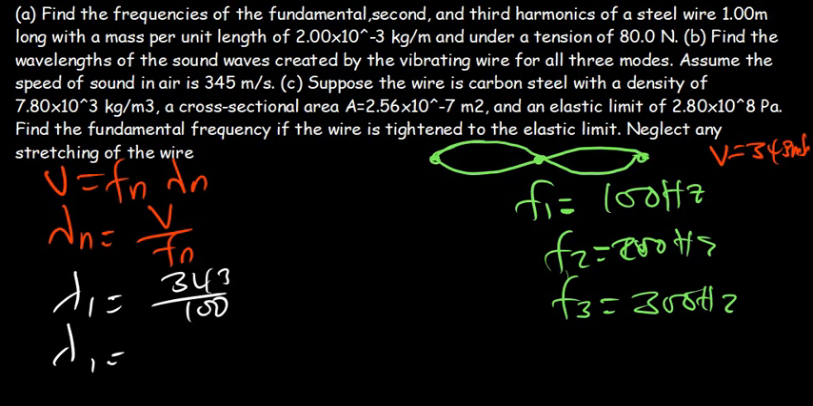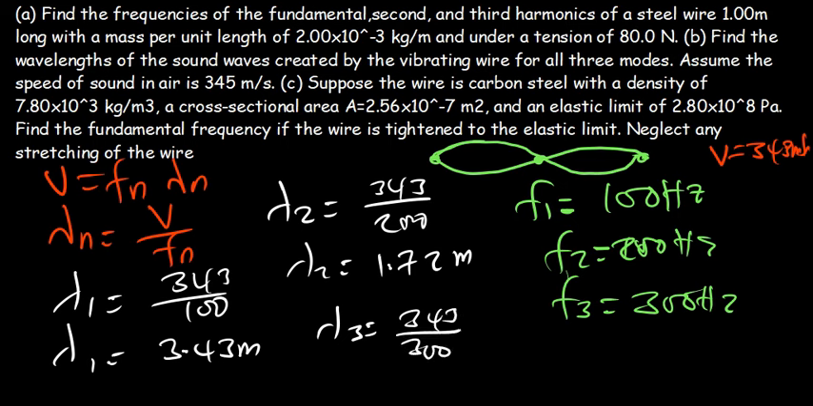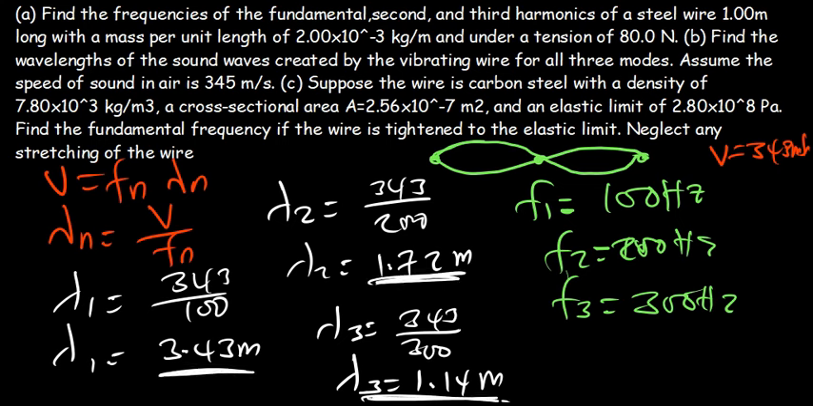It is 3.43 meters. Then when n is 2, lambda 2 will be equal to 343 divided by 200. That is 1.72 meters. Then again, lambda 3 will be equal to 343 divided by 300. That is 1.14 meters. So this is the wavelength: the first one, the second one, and the third one. And this is making sense. If the frequency is less, we expect the wavelength to increase, because the frequency and the wavelength are inversely proportional to each other.